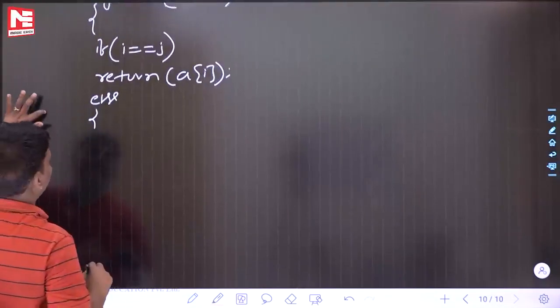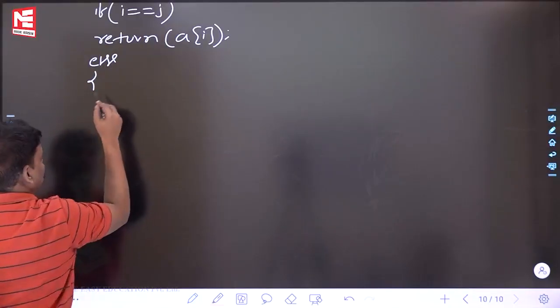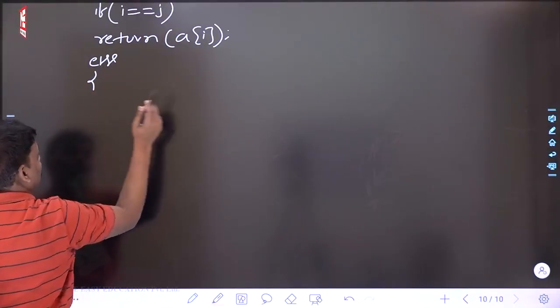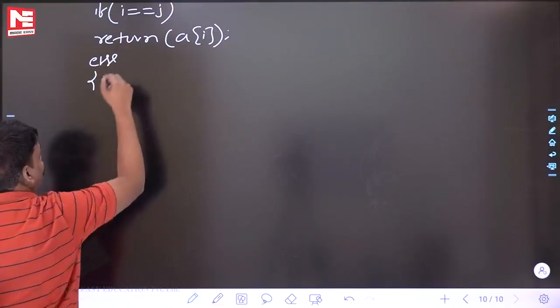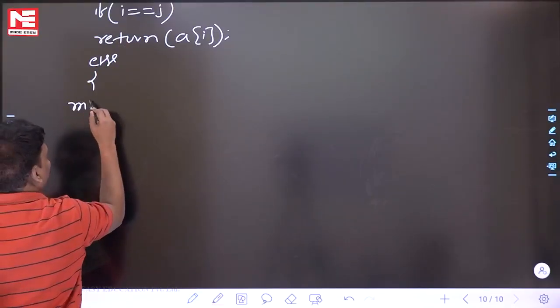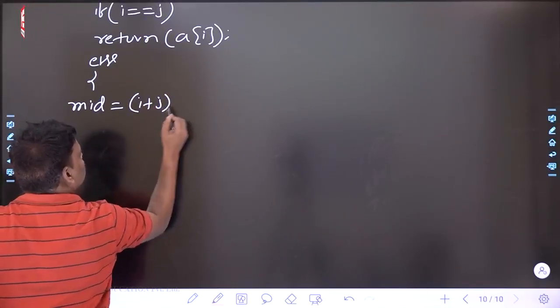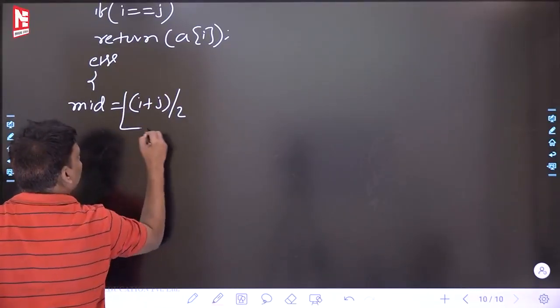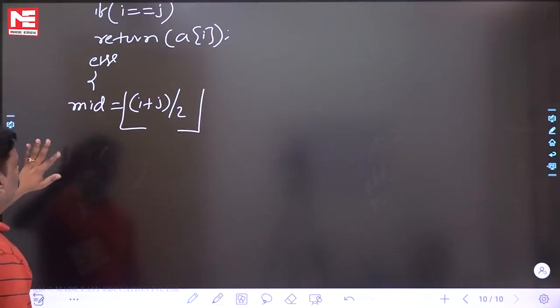Else part. Small problem, this is the story you know very well. Big problem, what is the first step? If the array contains 20 elements, according to this algorithm, find the mid element. Mid is equal to I plus j by 2. So the mid element I find out.